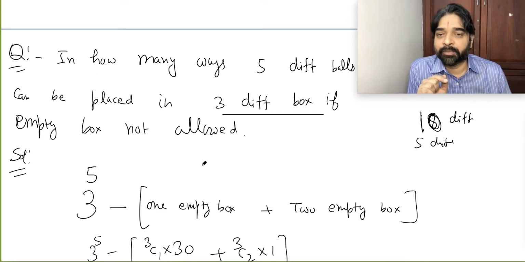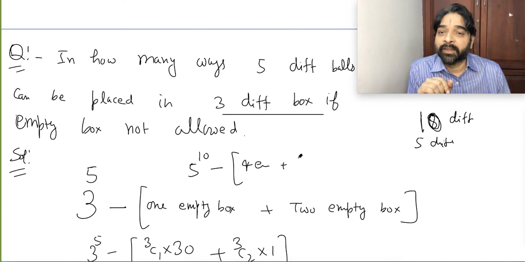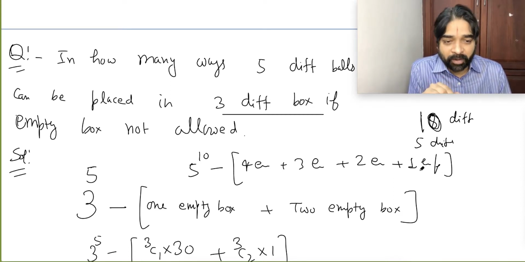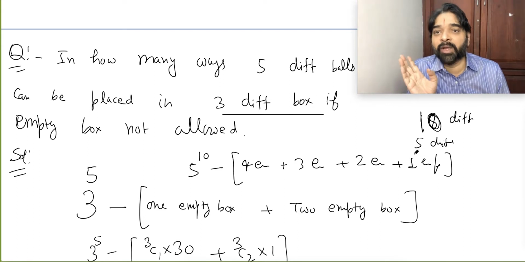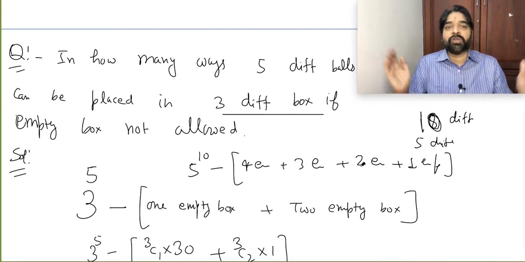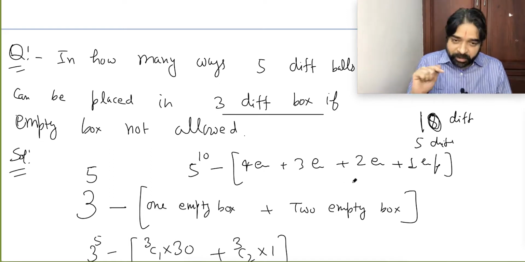5 different groups. So first thing, free distribution. How many free distributions will be there? This is 5 power 10 minus. What are the cases you'll remove? 4 empty, 3 empty, 2 empty, 1 empty. Yes or no? For solving 1 empty, again we have to do a very big question. Then for solving 2 empty, again we have to solve a very big question. This is the recursion method.